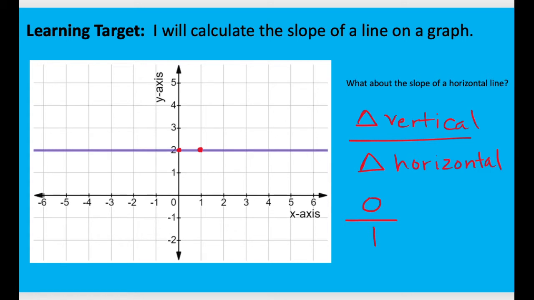If I have a fraction and the numerator is 0, 0 divided by any number is always going to equal 0. It doesn't matter what it is. So the slope of a horizontal line is 0. It is 0 steepness and it has a slope of 0, which makes sense because it's flat, it's straight across.